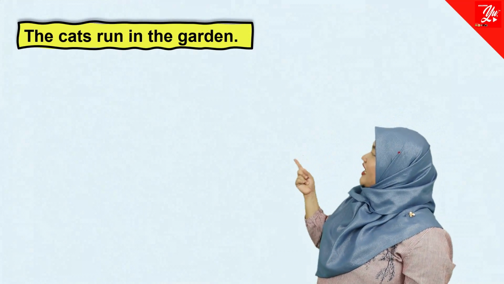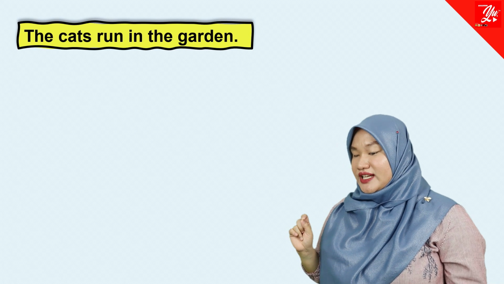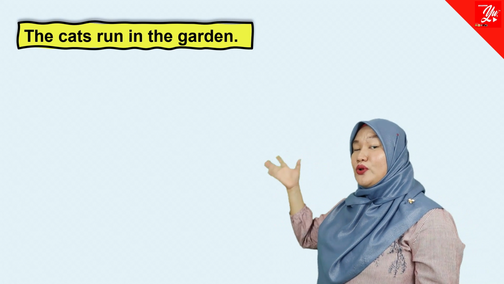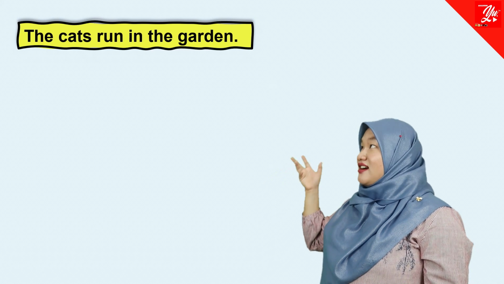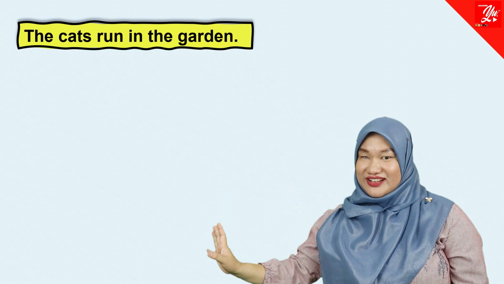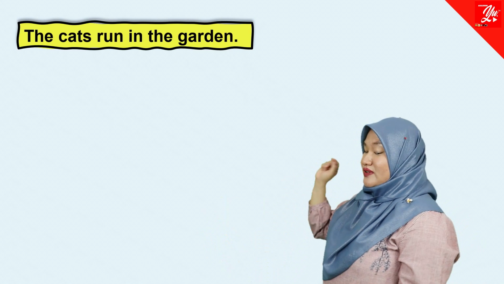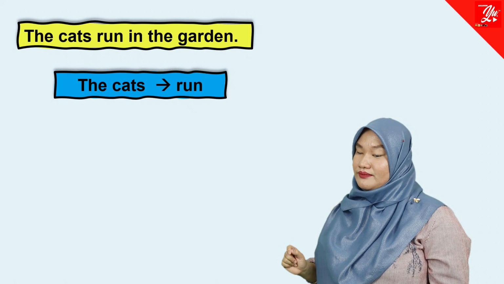The cats run in the garden. So the cats is plural and it has an S at the end of the word cat. Because S is what? S is sombong. So it does not want another S in the same sentence, right? That is why we use the plural verb run. The cats run in the garden.